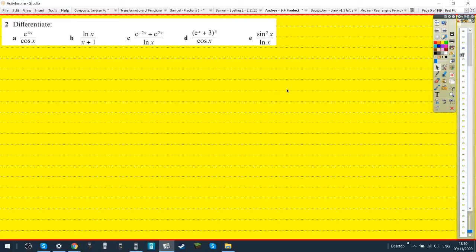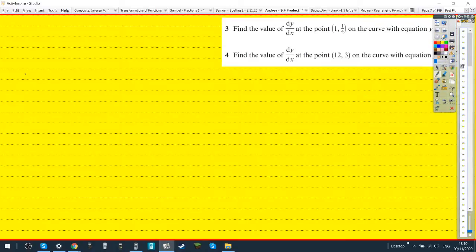What is the derivative of e to the 4x? Was that just like 4e to the 4x? Yeah. What's the derivative of ln x? Was that like e to the ln x? It is 1 over x. 1 over x, right? Okay.